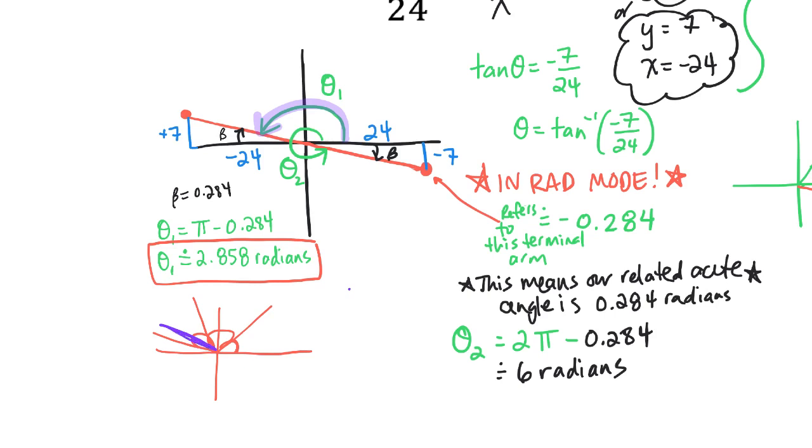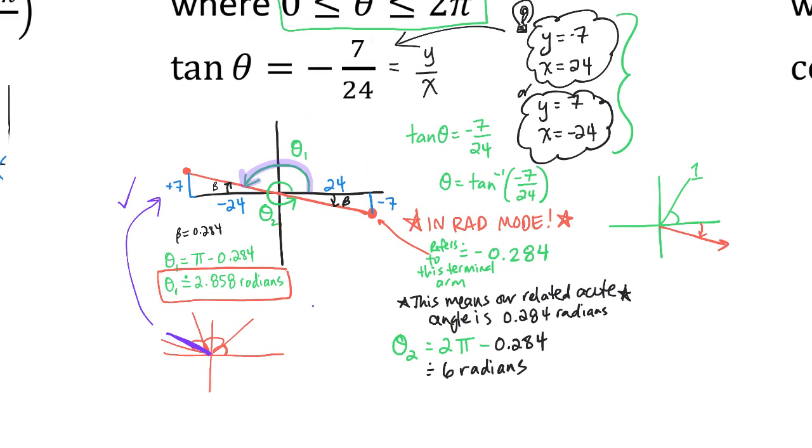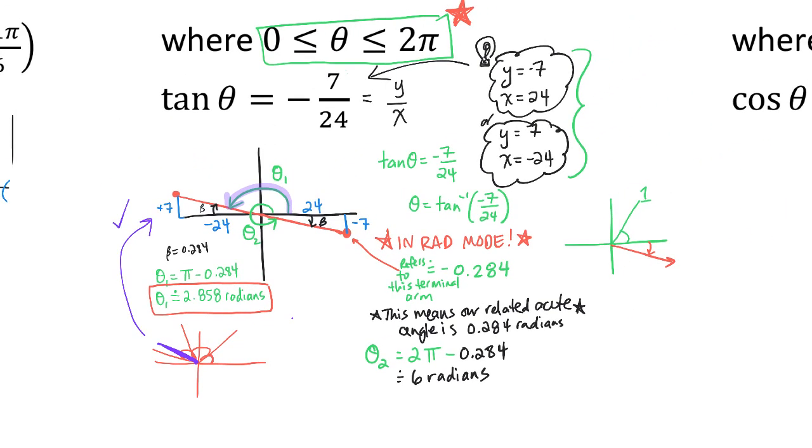So it's somewhere here. So it's in that quadrant on that side, and that matches what we saw when we drew a pretty rough sketch of what that angle should look like, based on the fact that the two coordinates x and y were 7 and 24. So we have our 2 answers. This is our final answer here. So therefore, theta 1 would be approximately 2.858 radians, and theta 2 would be approximately 6 radians.